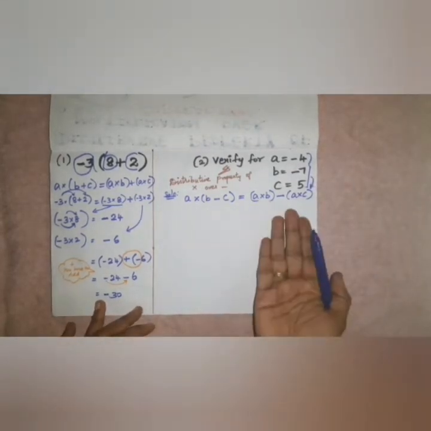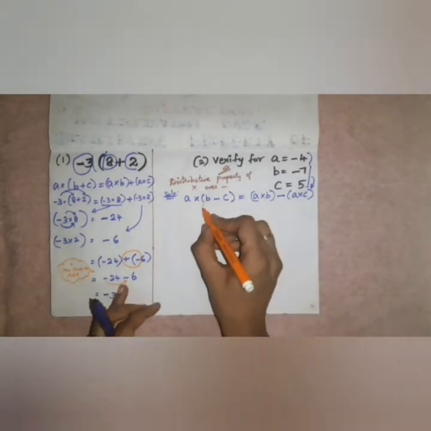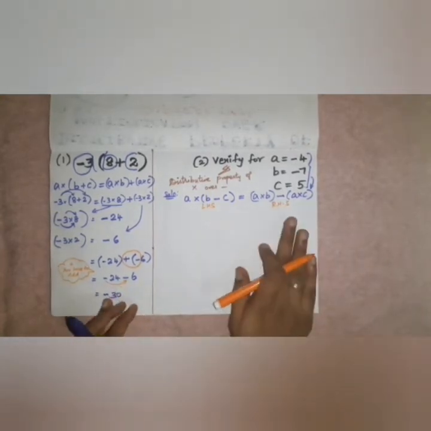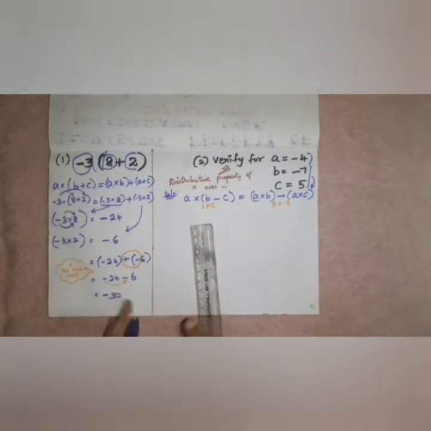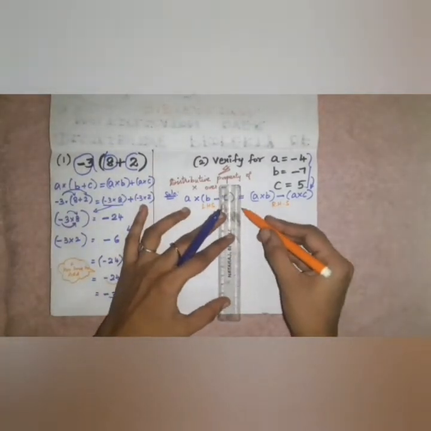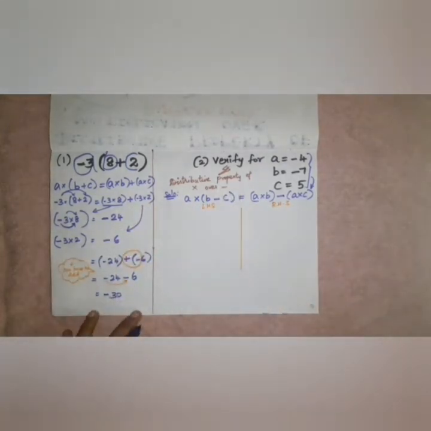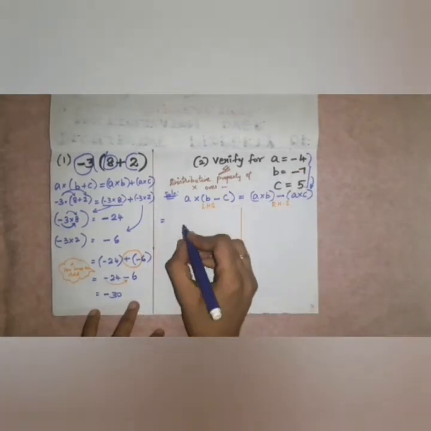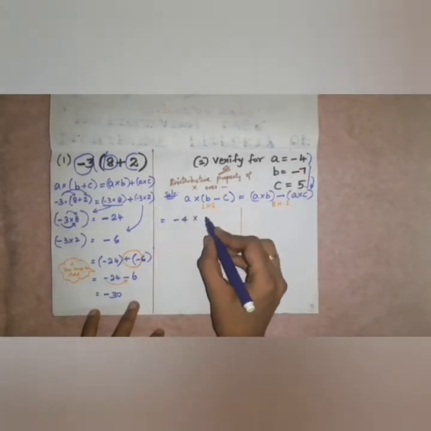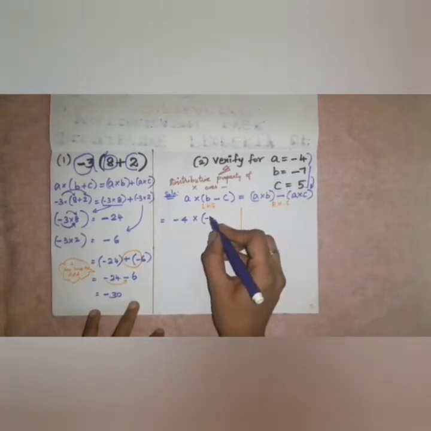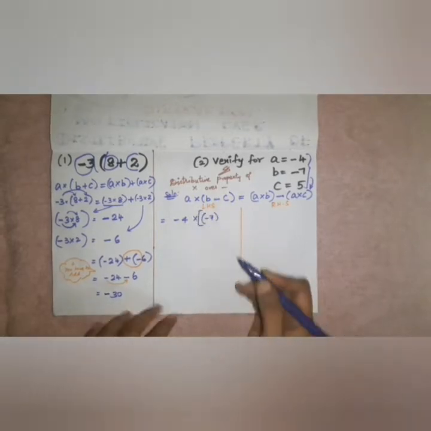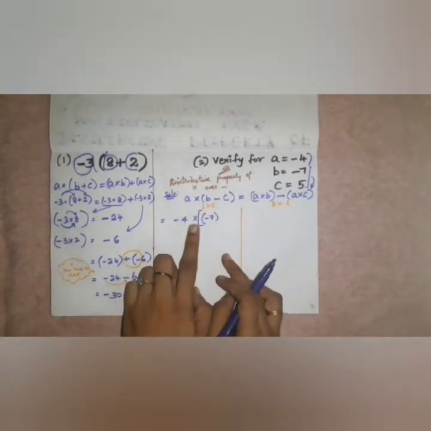So here it is, verify. I'm going to do LHS separately and RHS separately, and verify whether both the values are the same or not. For that I just bipartite. What is LHS? Left hand side. What do we have? We have A into B minus C. So it is minus 4 into minus 7 minus of plus 5.